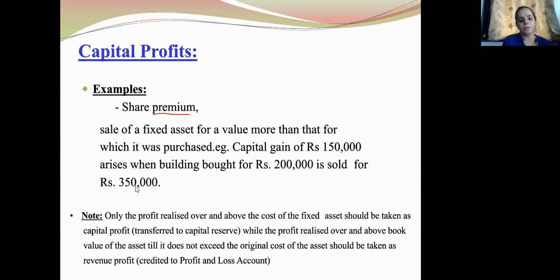Same thing, if we are selling an asset. Suppose I have an asset of rupees 2 lakh and I am selling it at rupees 350,000. The difference between 2 lakh and 350,000 is 150,000. This 150,000 is our profit. So 2 lakh is my income, whereas this 150,000 is my capital profit. So students, you have to note here: whenever you have to record the profit or capital gain, it is 150,000, not 2 lakh. 2 lakh is the capital income, whereas 150,000 is our profit.